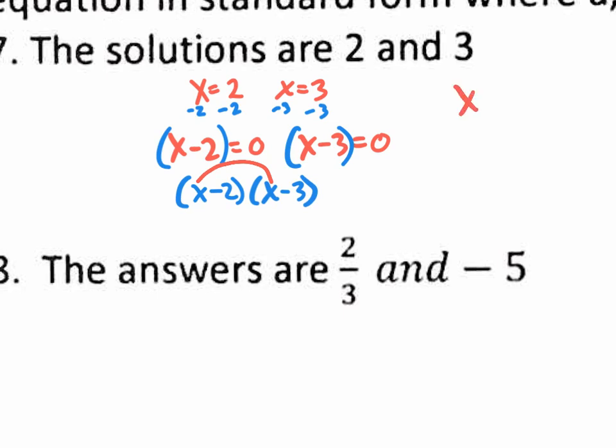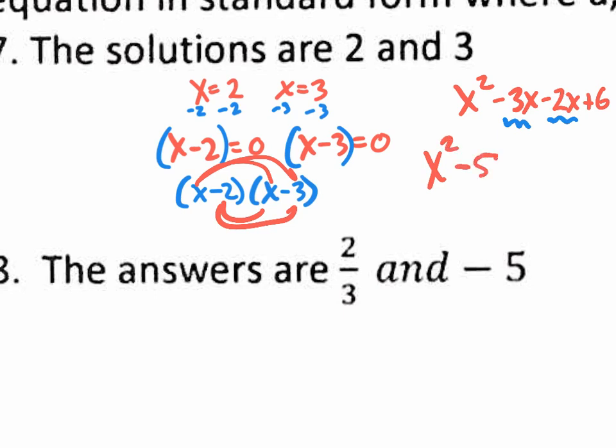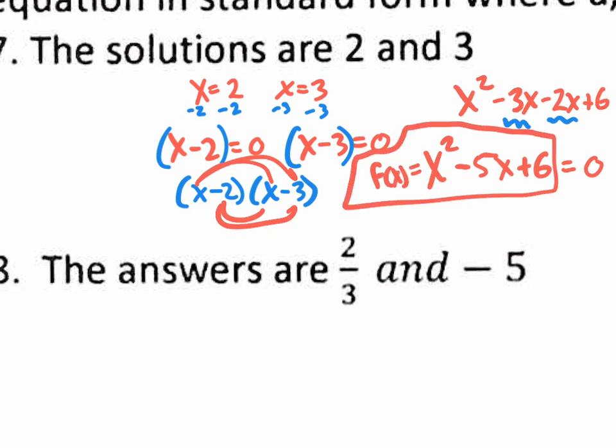X times x is x squared. X times negative 3 is negative 3x. Negative 2 times x is negative 2x. And negative 2 times negative 3 is positive 6. And we could still simplify by combining the middle terms. So we have x squared minus 5x plus 6. Ladies and gentlemen, this is the quadratic trinomial equation if you set it equal to 0. Or perhaps on the multiple choice, it'll be set as f of x equals. So they might write it as f of x equals, or they might write it as x squared minus 5x plus 6 equals 0. Either way, this is the equation that if you were to factor, split, and solve, will give you the answers 2 and 3.